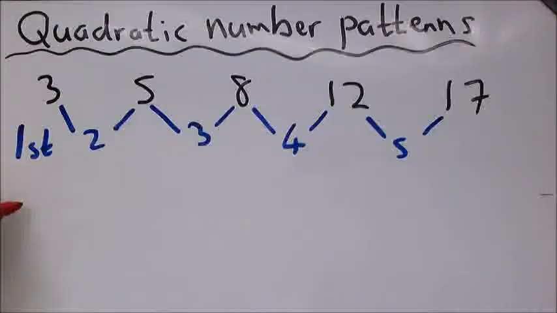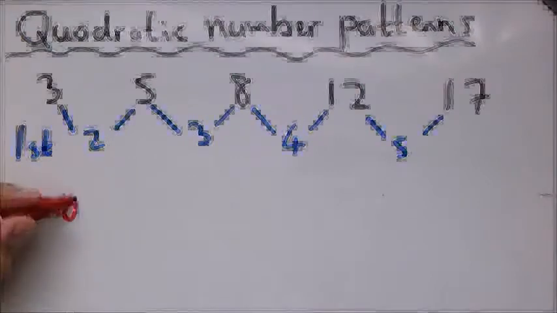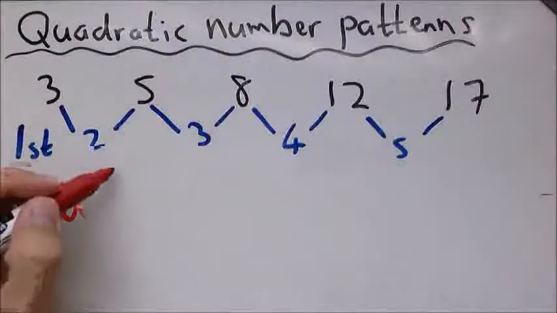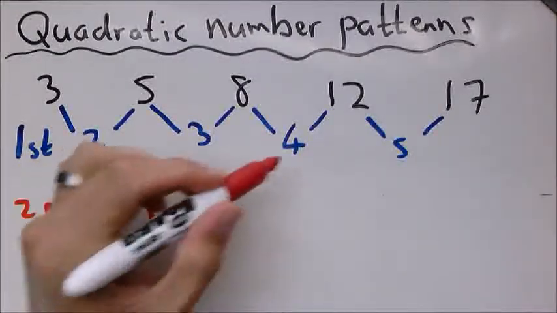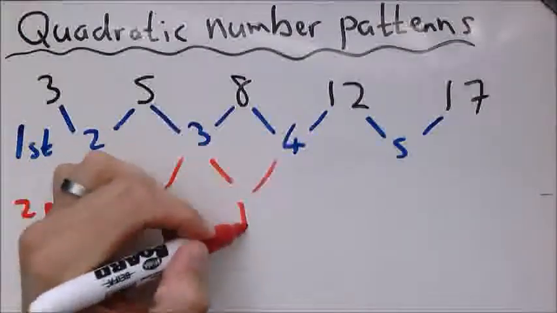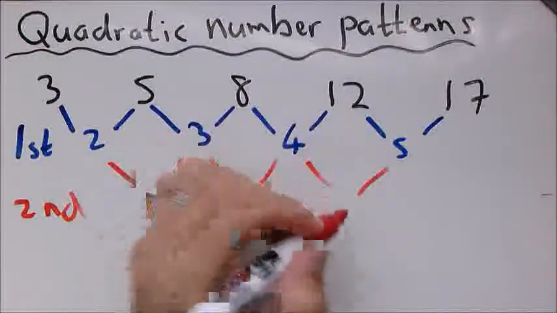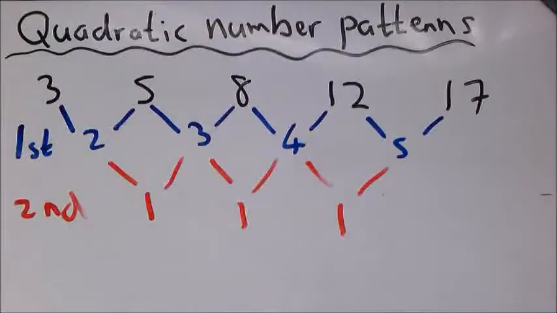Now let's look at the second difference. 3 minus 2 is 1, 4 minus 3 is 1, 5 minus 4 is 1. Can you see that these are the same? The moment they are the same, then we know it's a quadratic number pattern. So that's how we're going to test for it. Okay?